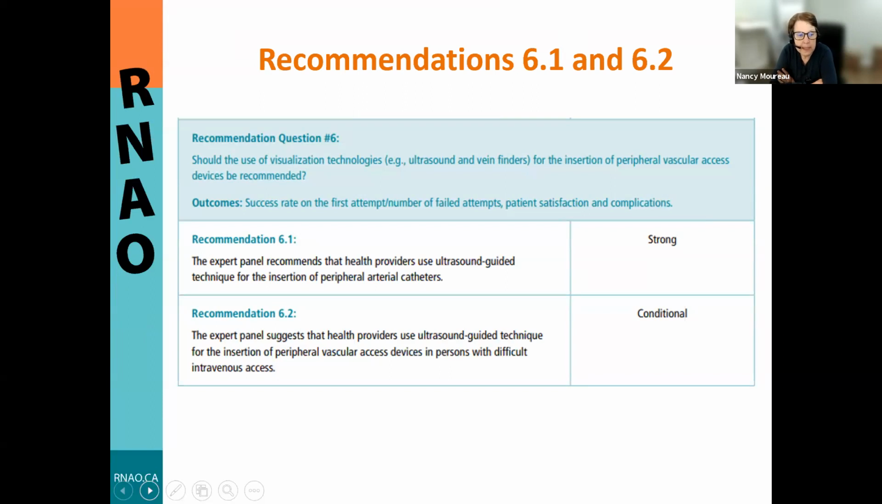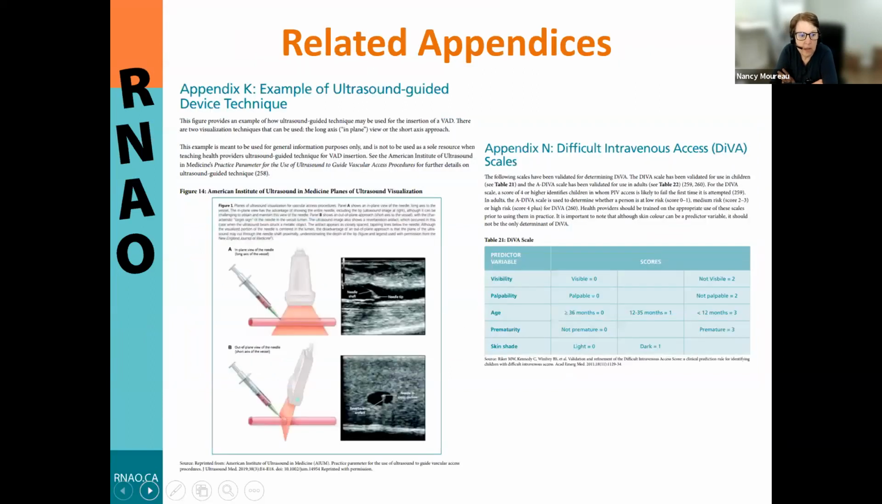For the related appendices for these recommendations, there are two. These two ultrasound guidance recommendations include Appendix K and Appendix N. Appendix K provides an example and a diagram of what an ultrasound guided device technique might look like with the needle advancement using the ultrasound transducer. Appendix N provides an overview of two validated difficult intravenous access scales, one specific to adults and one for children.